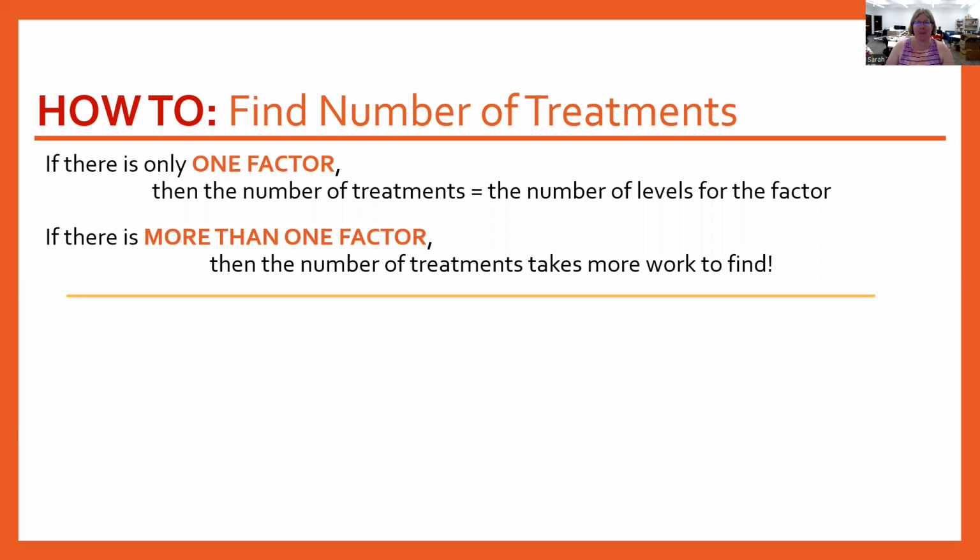We've gotten a little bit of practice with drawing these basic randomized comparative designs using just one factor. If we only have one factor, the number of treatments is really easy, because the number of treatments is just the number of levels. So whatever those levels are going to be our treatment. Where it gets trickier is if you have more than one factor. In that case, it's going to take a little bit more work to figure out exactly what we're doing. So let's look at an example of this.